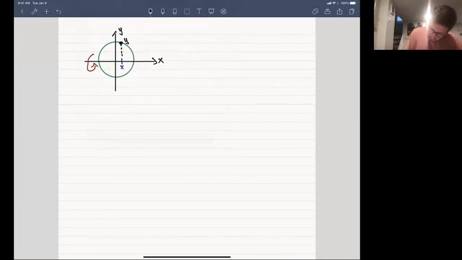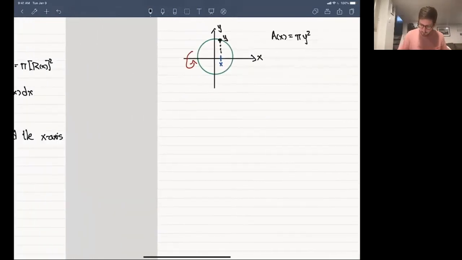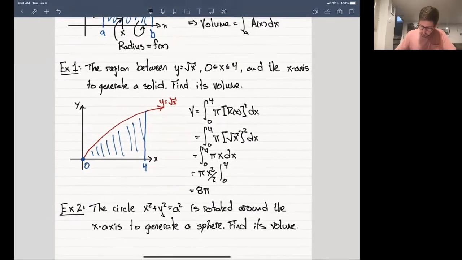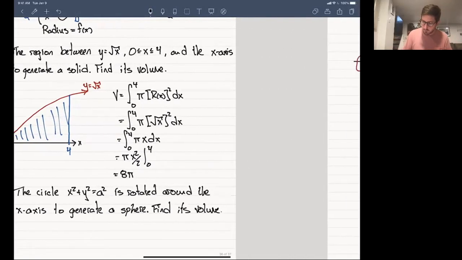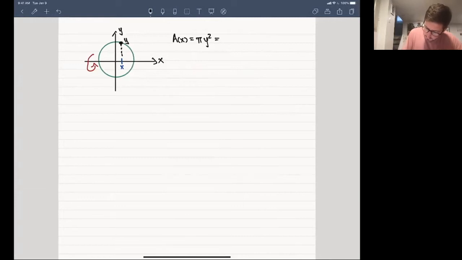So that tells me that the cross-sectional area as a function of X is going to be given by pi y squared. Now, if I flip back for a second, I know that the circle itself is given by the formula x squared plus y squared is equal to a squared. So I can rearrange that and isolate for y squared. So let's flip back over. And I know that this is given by a squared minus x squared. So now I just have a function of x. It gives me the exact area for each one of these cross sections.